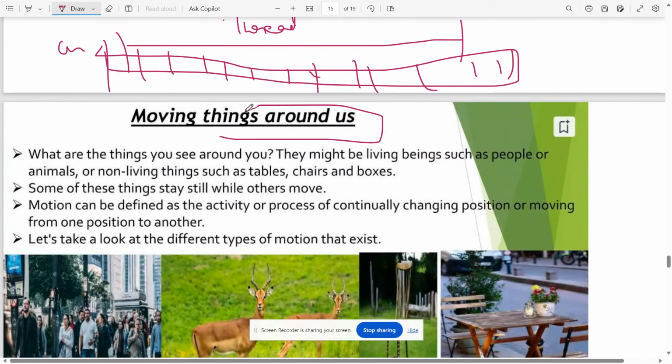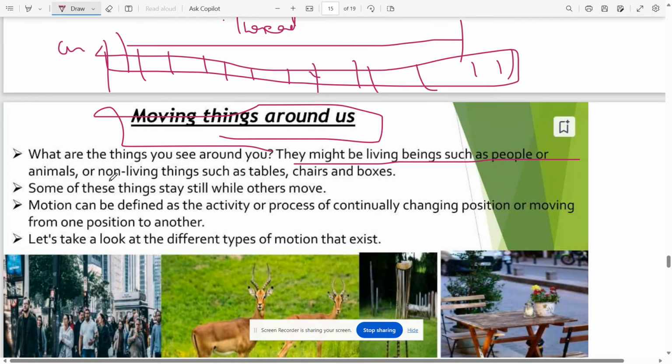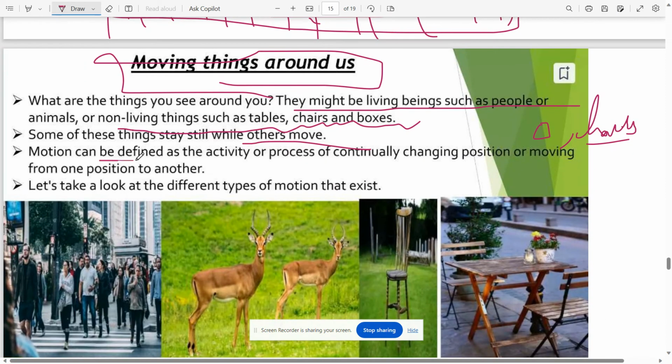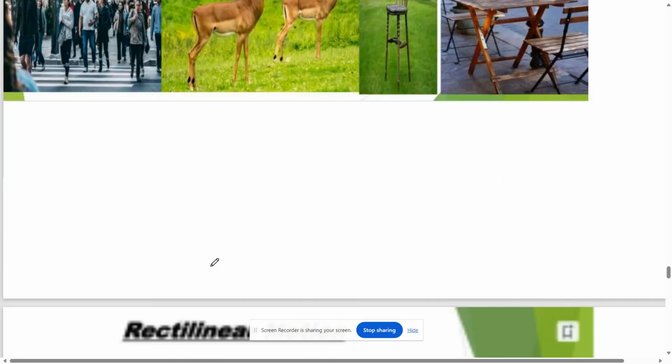Moving things around us. What are the things you see around you? This might be things such as people, animals, non-living things such as tables, chairs, boxes. Some of these things stay still while others move. Boxes and chairs stay there until and unless we move them. Motion can be defined as the activity or process of continually changing position, or moving from one position to another. Let's take a look at the different types of motion that exist.